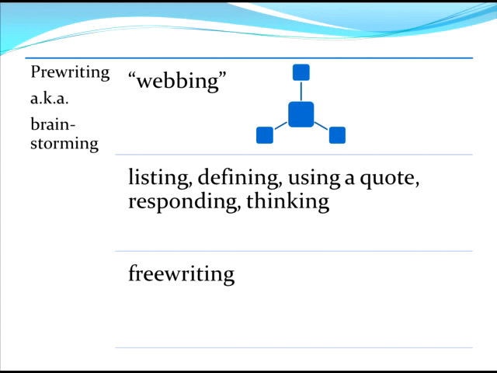Listing, defining, using a quote, and responding can be helpful because they jog your memory and creativity. You can list as many ideas as possible, try to define a difficult idea or concept as a way to lead to other ideas, use a thought-provoking quote that leads to some discussion, or respond to someone else's thoughts and ideas. Thinking is also a good brainstorming strategy, especially for introverts. By thinking, I mean that you take the time to mentally plan what you want to write.